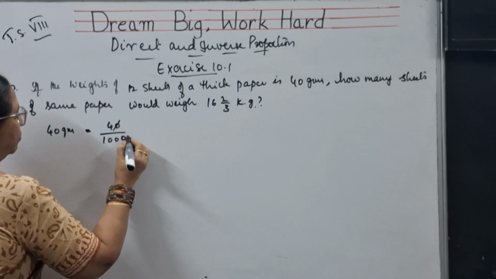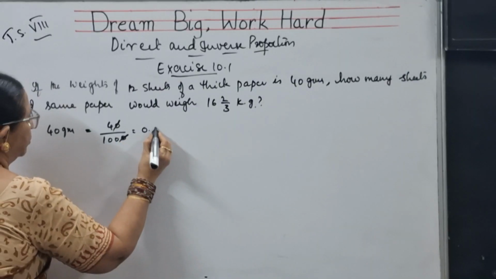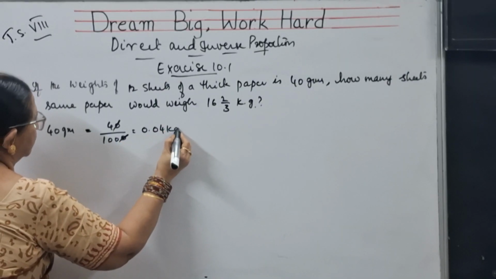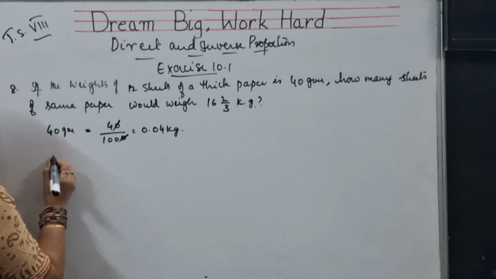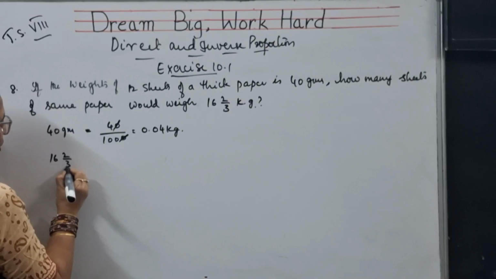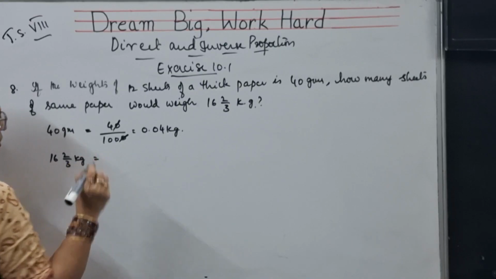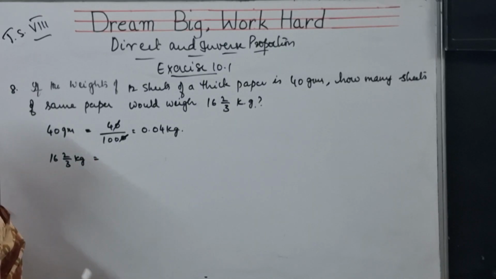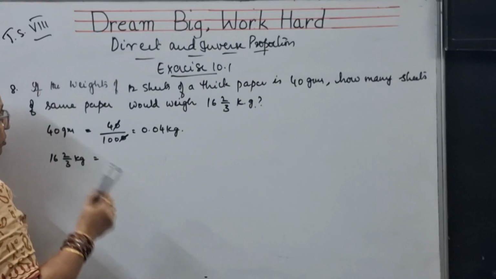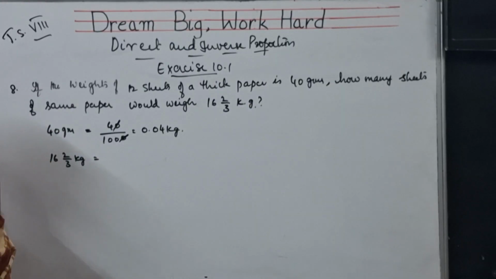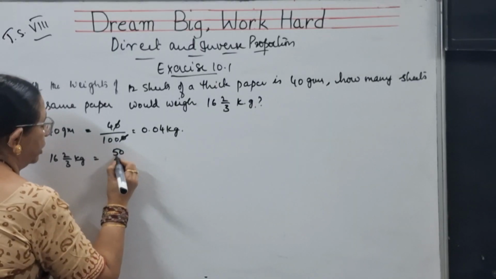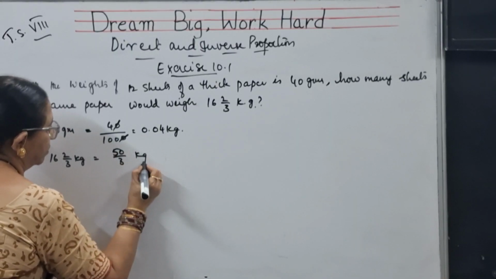So these two zeros will get cancelled. 0.04 kgs is the weight of 12 sheets. Now 16 2 by 3 kgs. This is a mixed fraction, and we have to convert it into an improper fraction. 16 threes are 48 plus 2, 50 by 3 kgs.